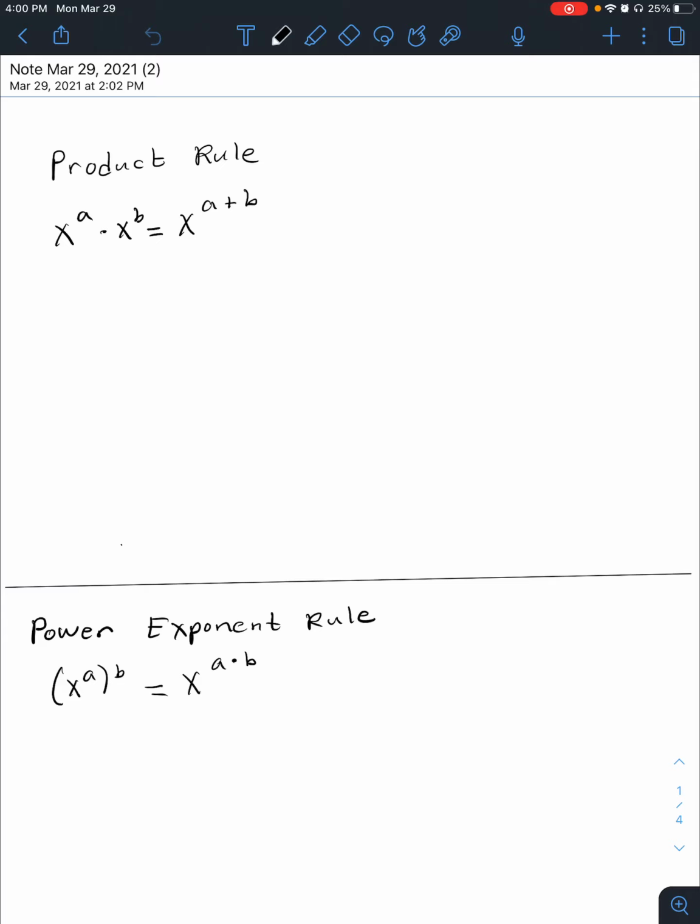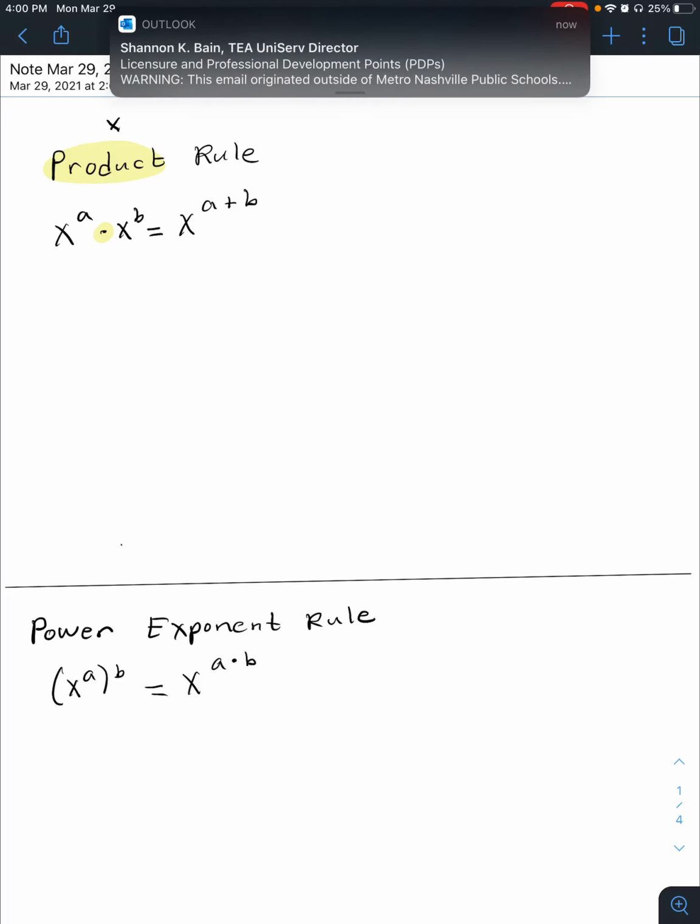So the first rule is called the product rule. If you don't know, product just means multiplication. So whenever you see this multiplication symbol, when you're multiplying two terms with the same base, you add the exponents. Of course, when you see variables, it's a little harder to understand what's going on.